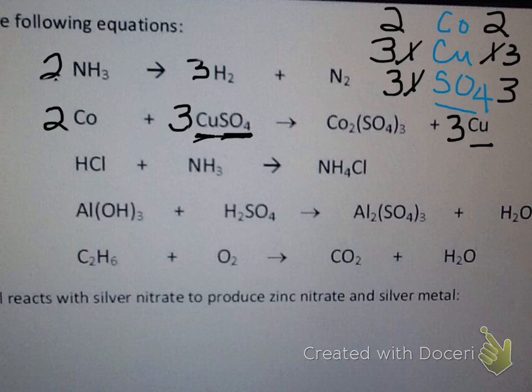Okay, so now when we read the chemical equation, it's balanced. You can go ahead and check it in. But 2 cobalts reacts with 3 copper 2 sulfates to produce copper 3 sulfate plus 3 coppers. That's our balanced equation. Let's look at one more, okay?